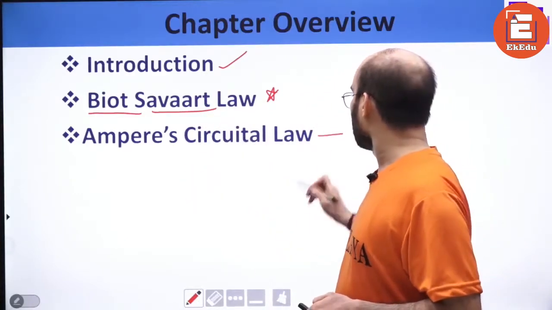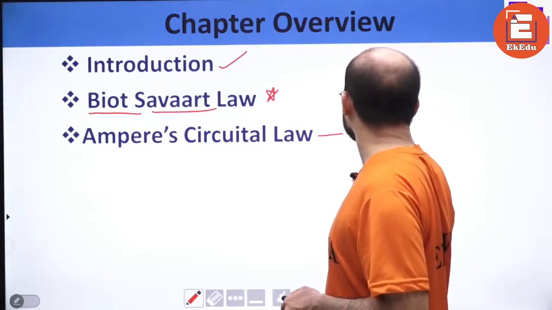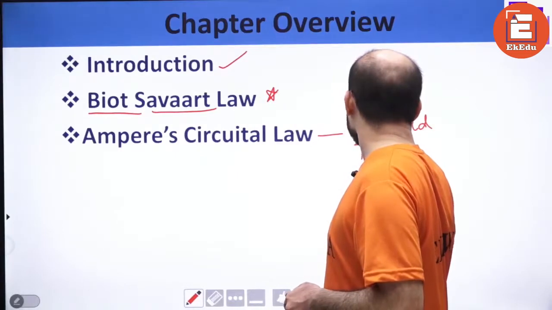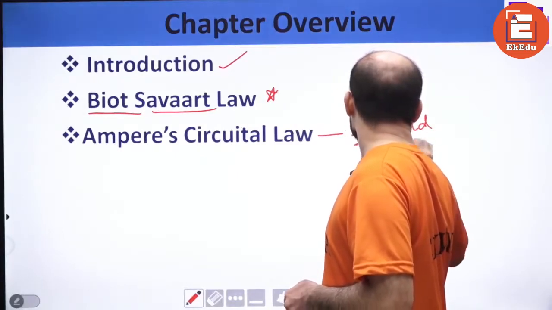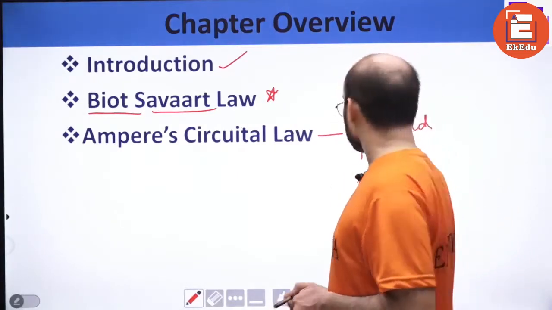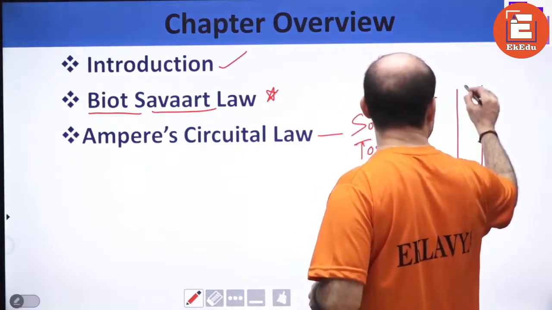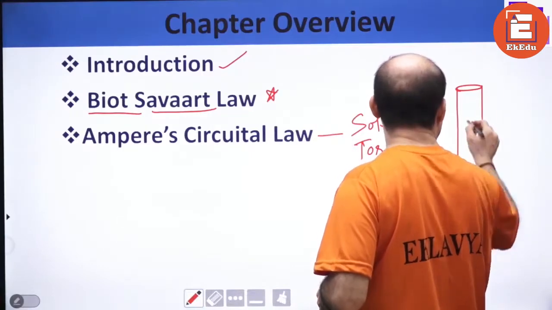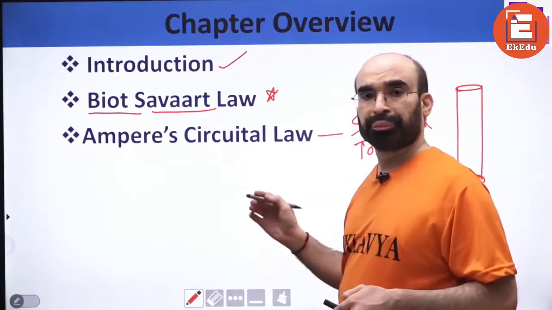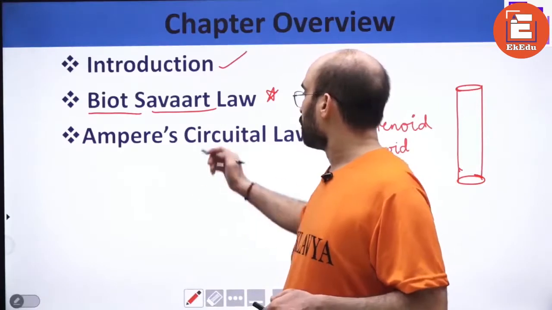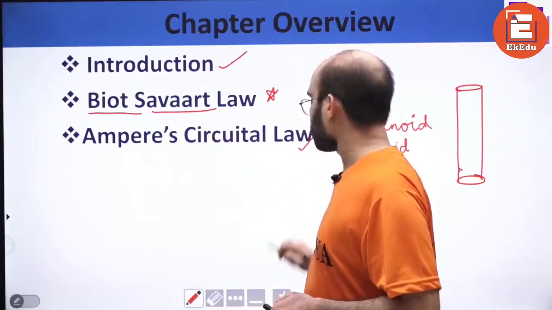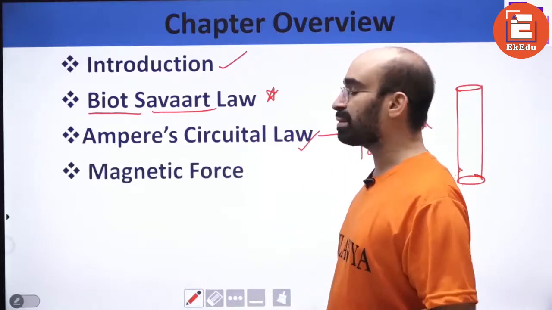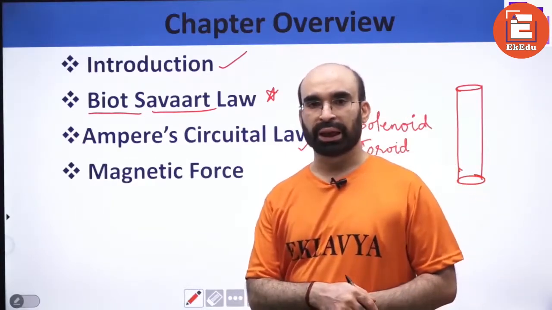With the help of these, we will be able to find the magnetic field due to a solenoid, due to a toroid, due to a cylindrical wire and multiple wires. So this has larger significance. We'll talk about this.